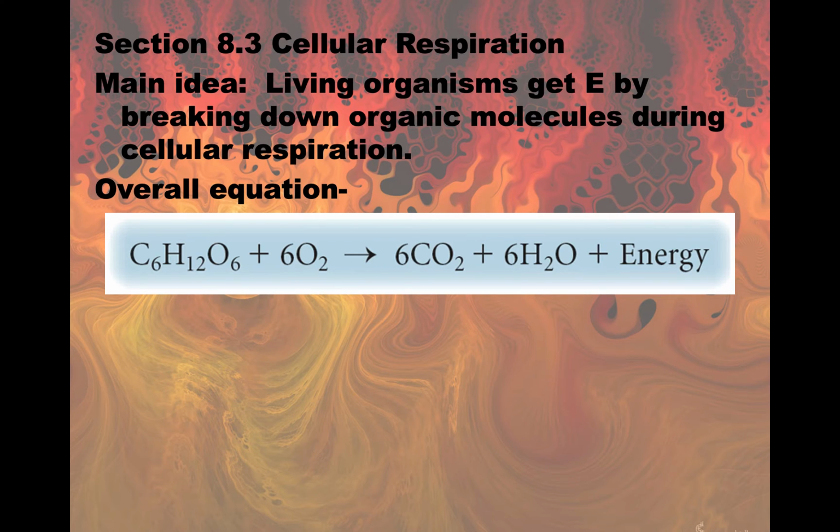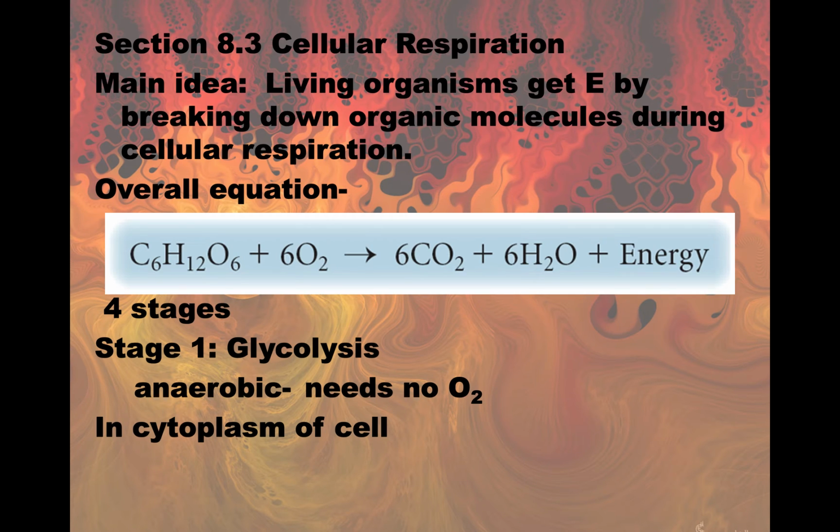Now that's the overall equation. We couldn't take a glucose molecule and pretty much burn it and take the energy from there and have it be usable by the cell, because it would be like a nuclear bomb going off inside that cell. So we have to break this glucose molecule apart piece by piece. Each time we break a bond, it liberates a little energy, and we can make some ATP using that energy. So there are 4 stages.